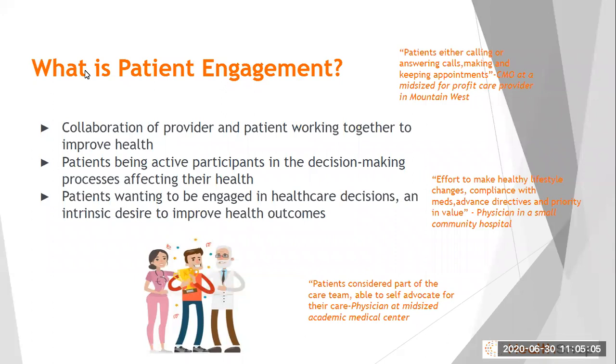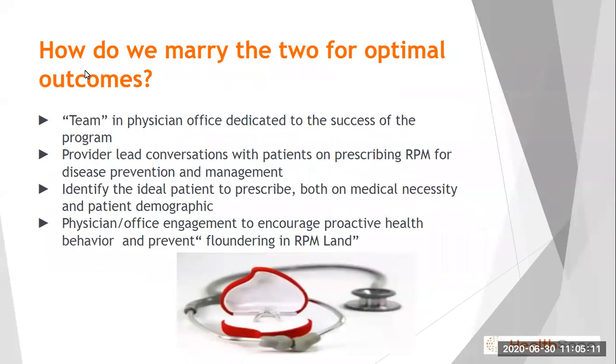So keeping this in mind, when we look at remote patient monitoring and patient engagement, we have to look at how we marry the two of these for optimal outcomes. As Sunny had stated, some best practices that we've seen are really important to have optimal outcomes. Number one, we have identified that there needs to be a team in a physician office that's dedicated to the success of the program. This office has embraced an RPM program. What that means is they have to embrace it in terms of the value to the patient. This is a great extension of the doctor and the care that we are offering to the patient.